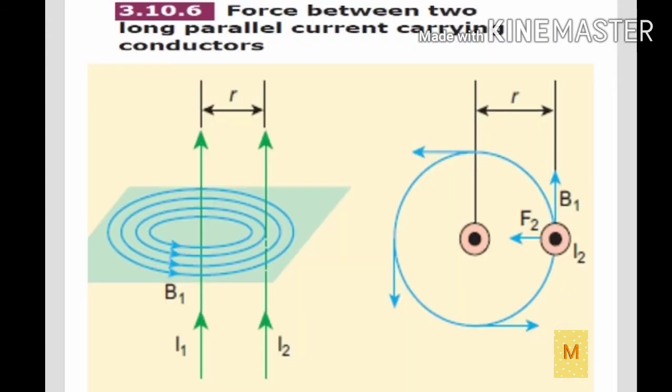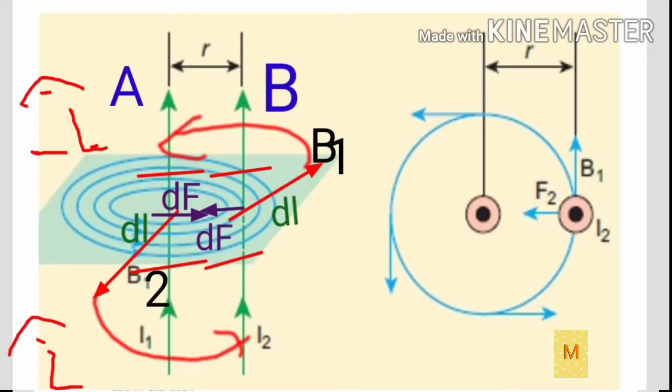Next one is force between two long parallel current carrying conductors. Consider two straight parallel current carrying conductors A and B separated by a distance small r, which is kept in air. Let I1 and I2 be the currents passing through A and B in the same direction along the Z direction.